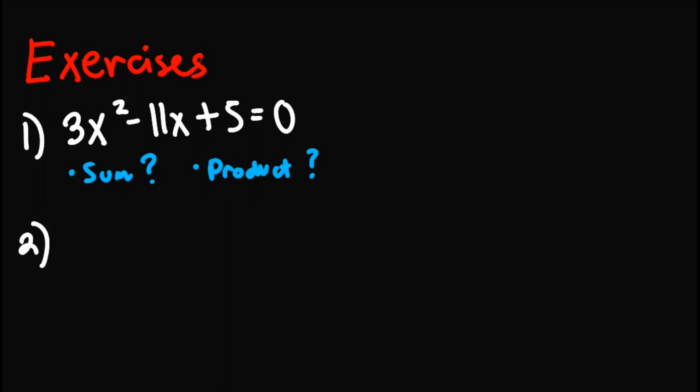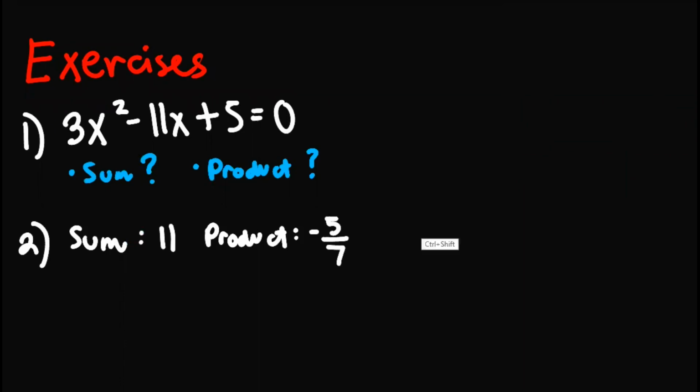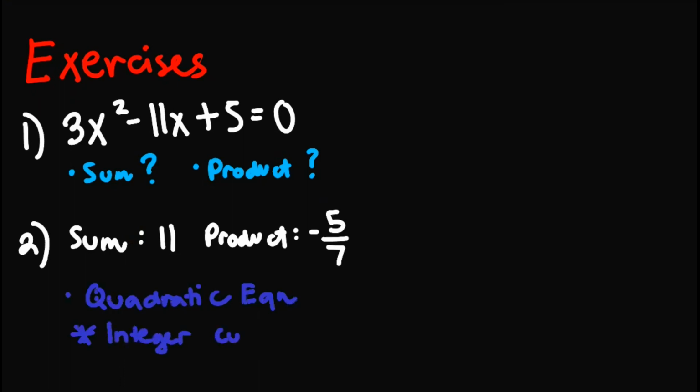After that, our next example is the opposite. We are given the sum to be 11 and the product to be -5/7. For this one, your goal is to find a quadratic equation that satisfies the given. And as a challenge, the coefficients must be integers. So integer coefficients.